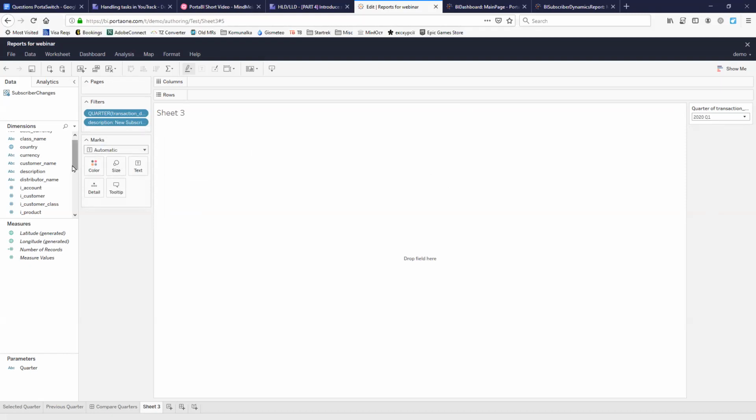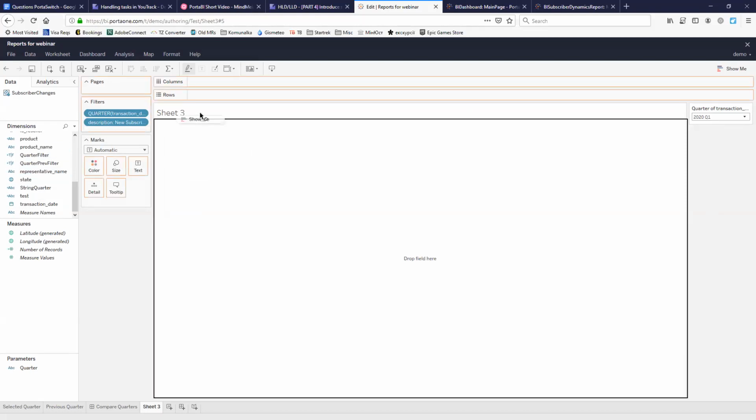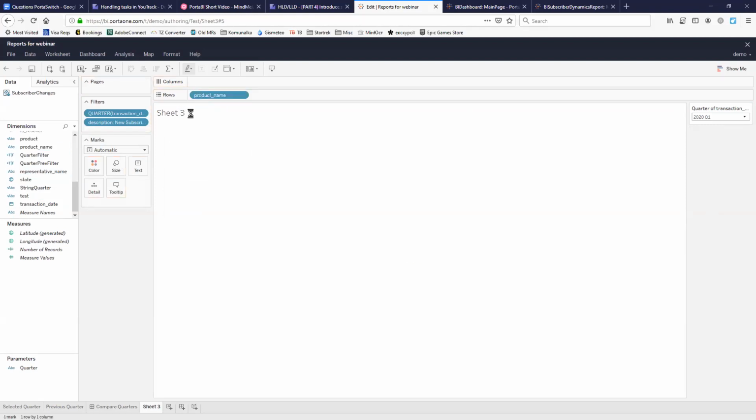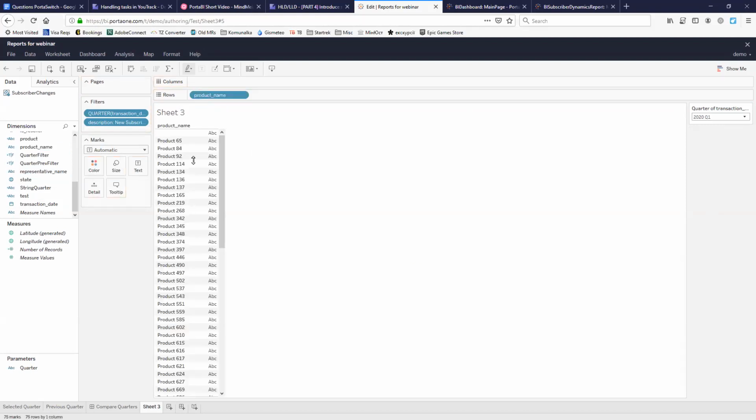Let's get to the actual data. So for this one, we do need a product name because we want to see the split per product, right? We want to see how our product performs, especially compared to other products. So what I'm going to do, I'm going to put the product name here. And then I'm going to add a calculated field into the columns.